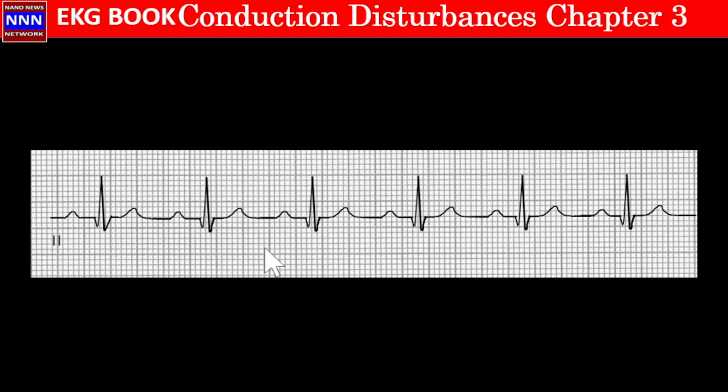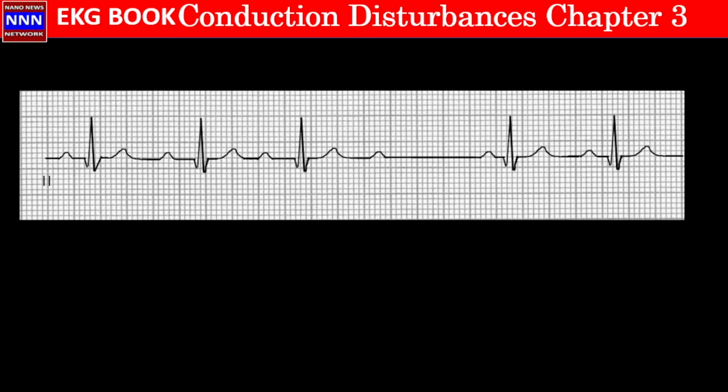However, the presence of first degree AV block along with other conditions like left anterior hemiblock or right bundle branch block may signify something that is of more importance than an isolated first degree AV block. Next tracing. What is your diagnosis? Pause the video for a second, come up with your diagnosis, then we will proceed further.